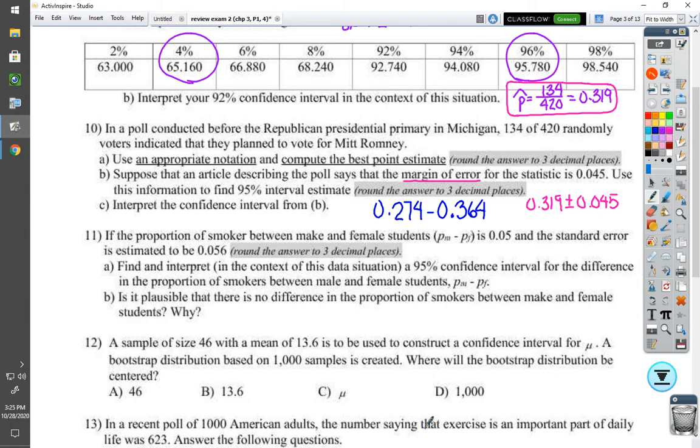Interpret this, again, in context. If you look at number 10, the interpretation is we are 95% confident that the true proportion of all, that's important, all Michigan voters who plan to vote for Mitt Romney is between 27.4, so notice we turn the decimal into a percent because we're writing about it, to 36.4, again a percentage because we're writing about it. Number 11.